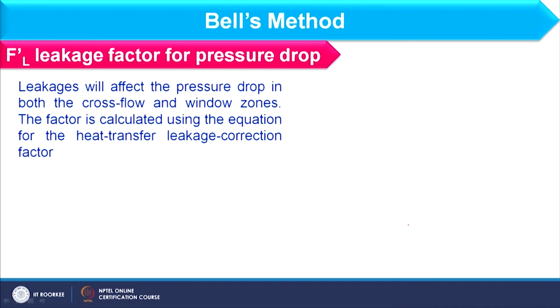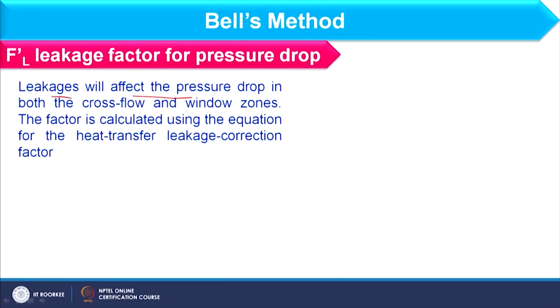Further, we should understand FL dash, that is the leakage correction factor for pressure drop. Leakages will affect the pressure drop in both the cross flow as well as the window zone, because in the cross flow zone we have leakages between baffle hole and tube OD, and in the window zone we have leakage between shell diameter and baffle diameter. So the leakage correction factor should be applicable to both the cross flow zone and the window zone.